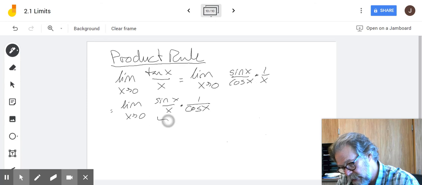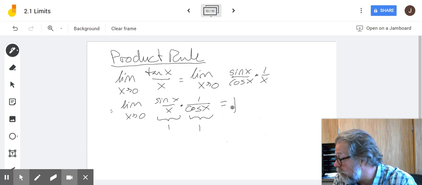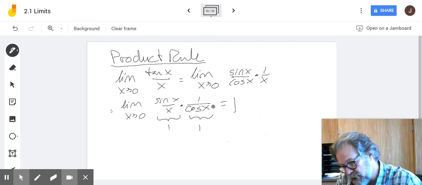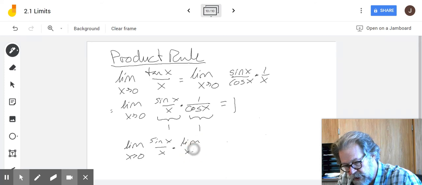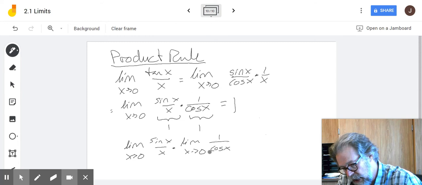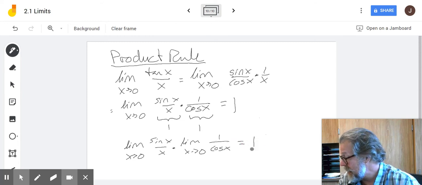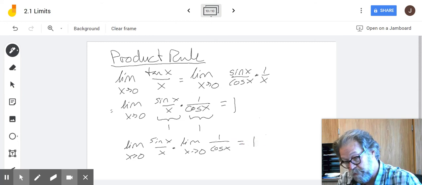But what's this limit? This is equal to 1. And if I look at a graph of cosine, that's equal to 1. This limit is equal to 1. The product rule says I can separate these. The product rule says I can take the limit as x goes to 0 of sine x over x times the limit as x goes to 0 of 1 over cosine x. And since those are both equal to 1, that whole thing is equal to 1.